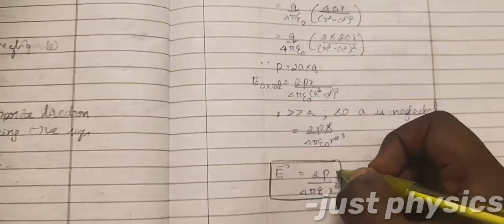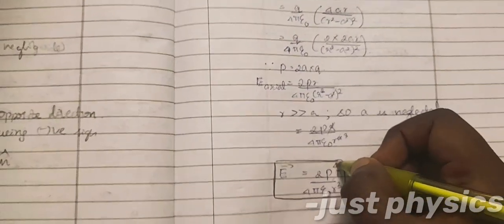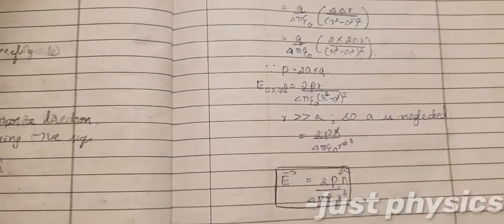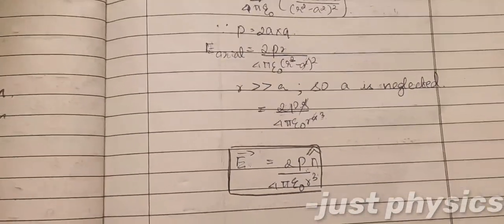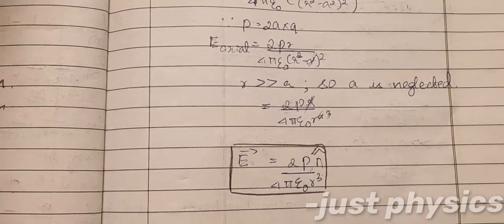Since this is in vector form and this is in scalar form, we shall add a cap to denote the direction of this vector. Okay, I'll let you take a look at this whole thing.